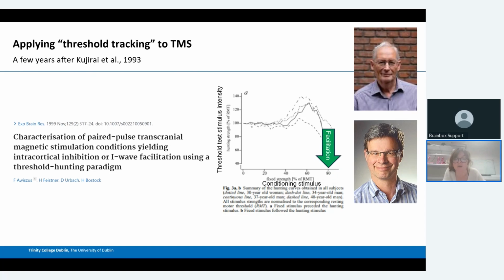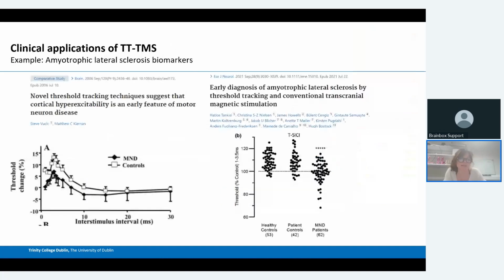And likewise, the opposite would be facilitation. Again, this is particularly of interest in motor neuron disease. There have been a lot of studies already using the fixed intensity approach. But then around 2006, Vucic and Kiernan started looking at how they could apply this tracking approach to reinvestigate this. Again, they found that this inhibition was present. And in MND, there was less of this inhibition. So the threshold wasn't going up as much as you would see in controls when you had this conditioning stimulus.